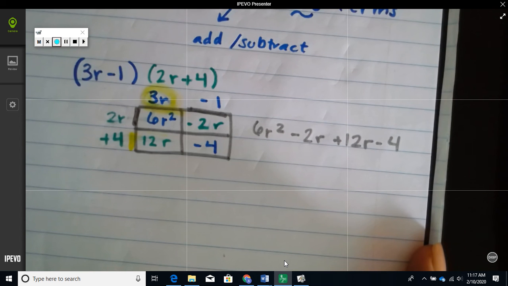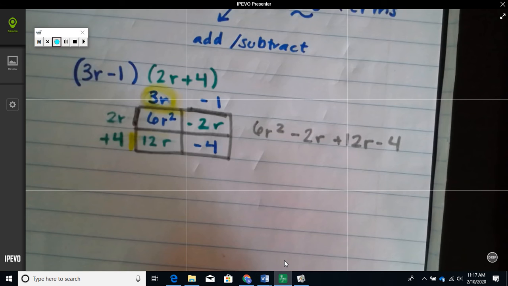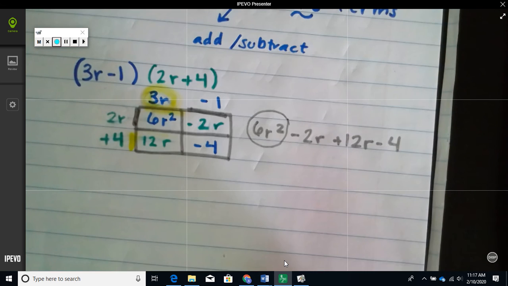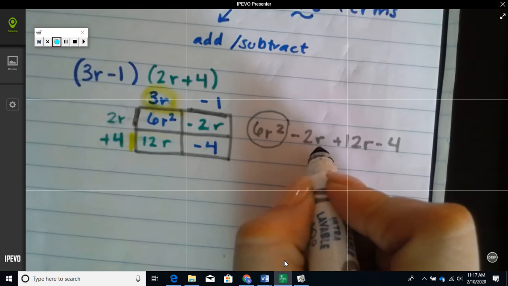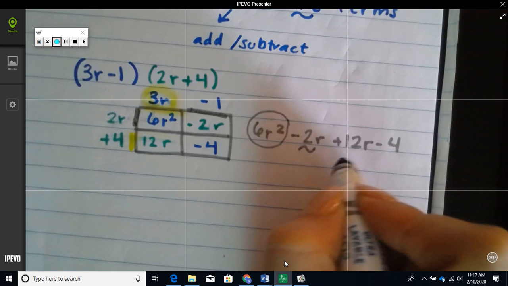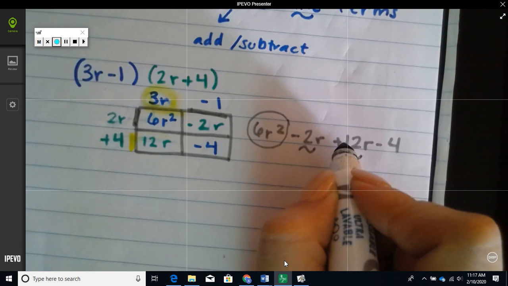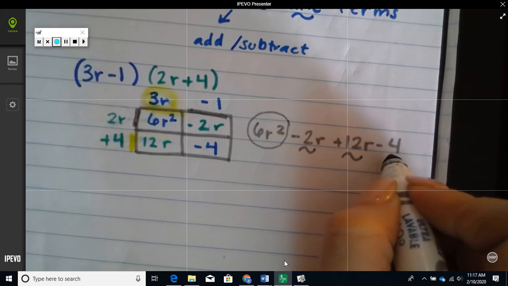So I circle, squiggly, underline, so I can see which kind are the same, and I'm going to put those together to simplify. So this is a squared, so I circle the squared. This one has just an r, so I squiggly that. This one also has an r. Not an r squared, so I don't circle it. This one doesn't have any r's, so I underline that one.